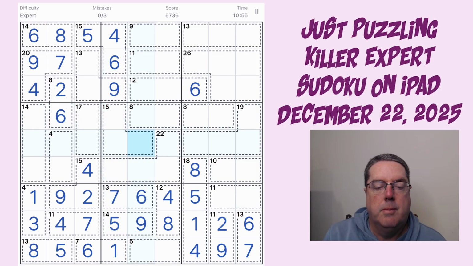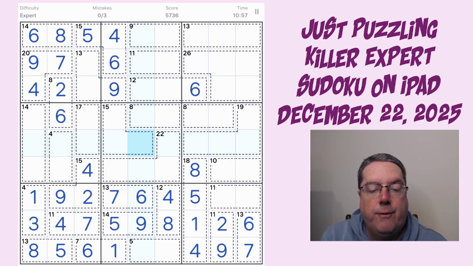Both work. Well, actually, 4 can't be here. 4 can't be here. The reason 4 can't be there is that. So that's a 4 there. Alright. So 8 and 3 here, making this the 2.